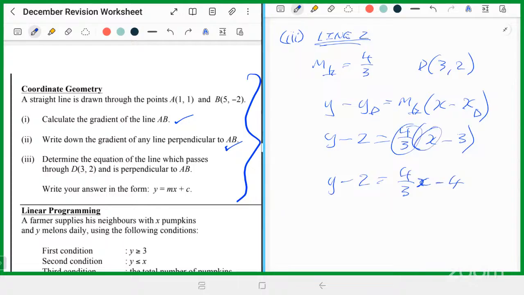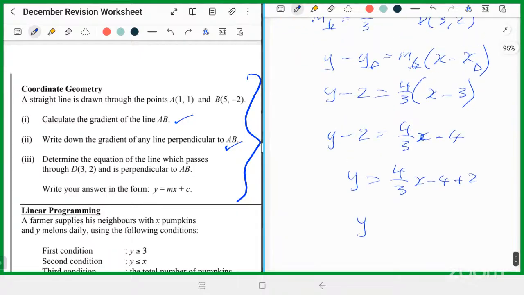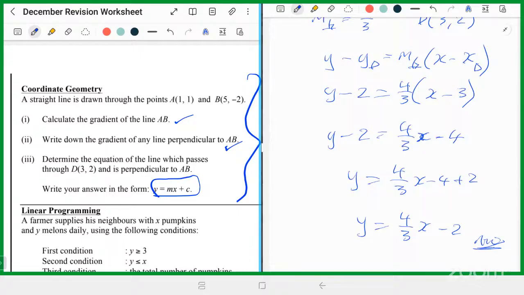So I'm going to get y minus 2 equals 4 over 3 x minus 4. This times this gives me this, and then this times this gives me that. It's a matter now of taking this negative 2 over to the other side and making it positive. So we're going to get y equals 4 over 3 x minus 4 plus 2. That reduces to y equals 4 over 3 x minus 2. That's the answer right there. And I must write it in the form y equals mx plus c, which is that. See there? That is it.